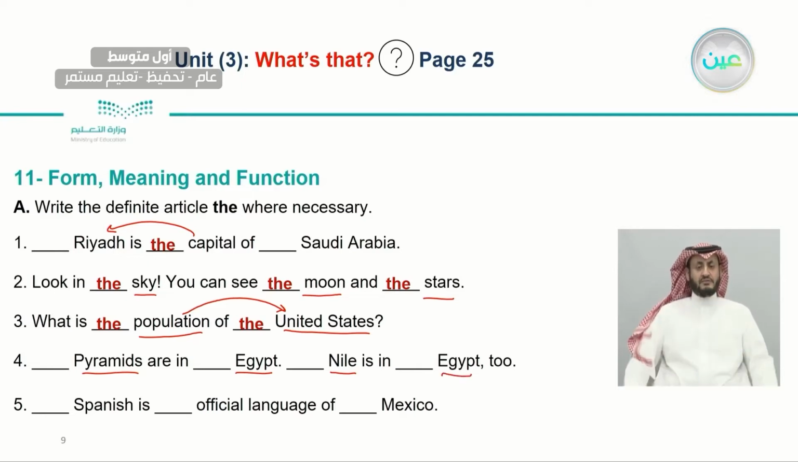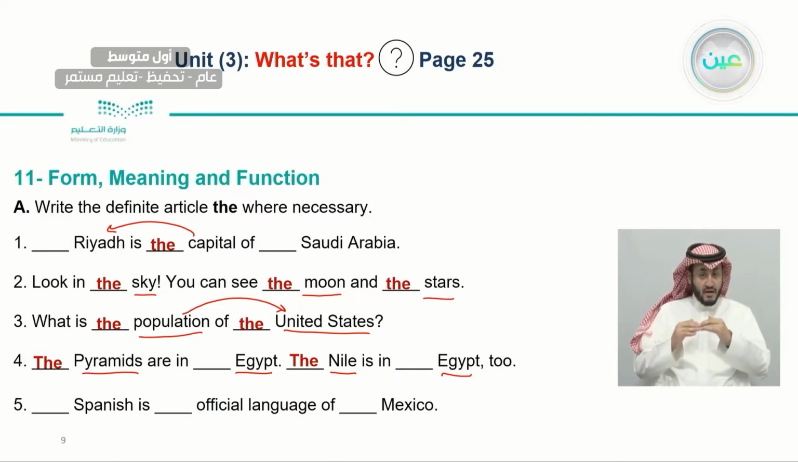What do you think? The pyramids, it's one of a kind, are in Egypt. No need for the. The Nile is in Egypt too. Okay? So let's look again. The pyramids, because they are one of a kind, are in Egypt. No need for the before Egypt. The Nile, because it's one of a kind, is in Egypt too. How was that? Good. Let's look at number 5.